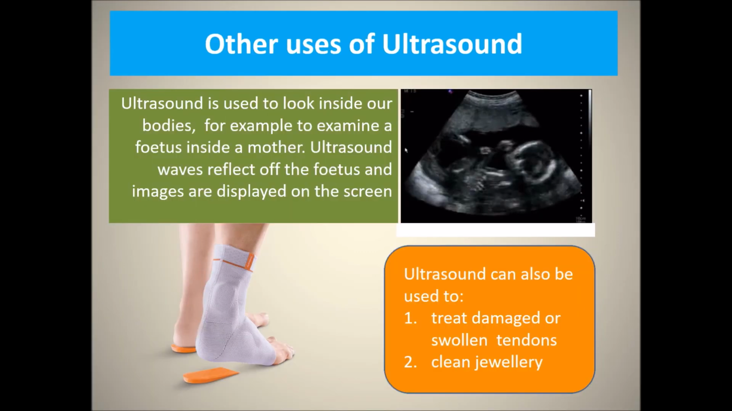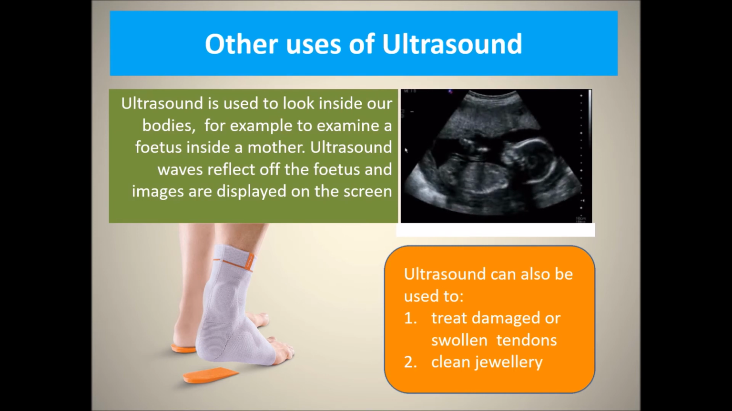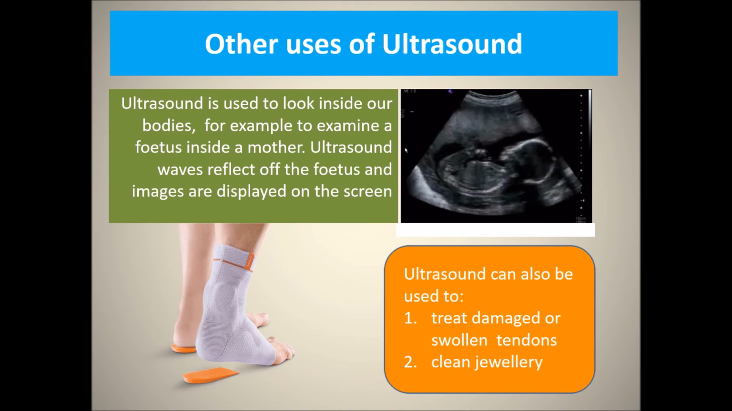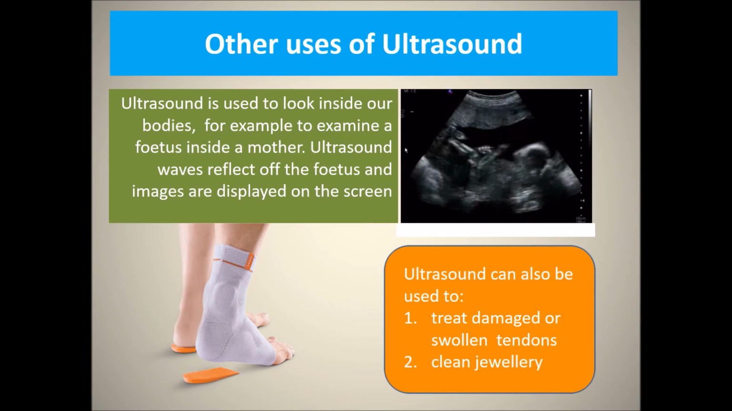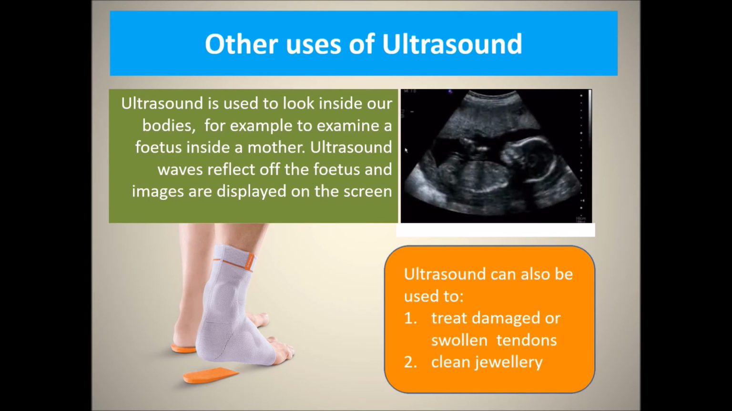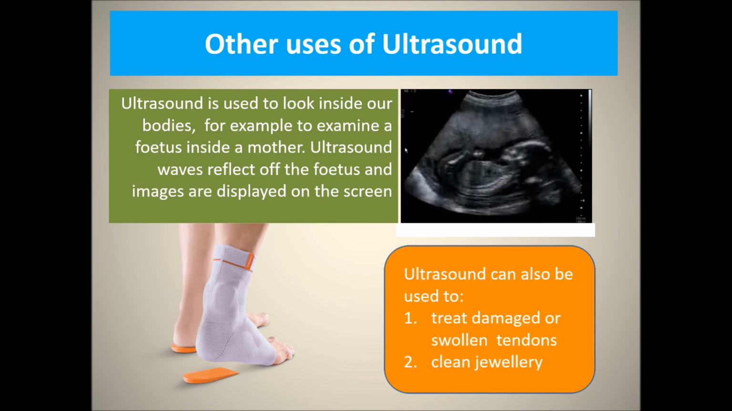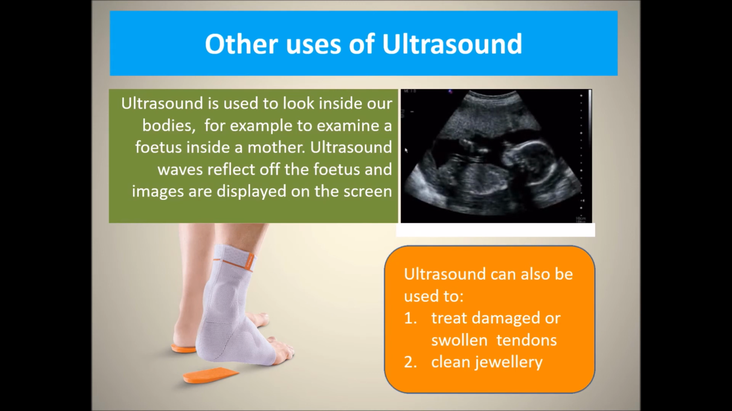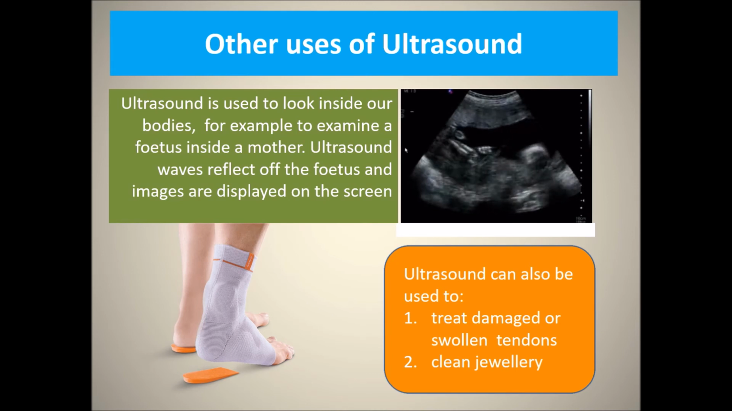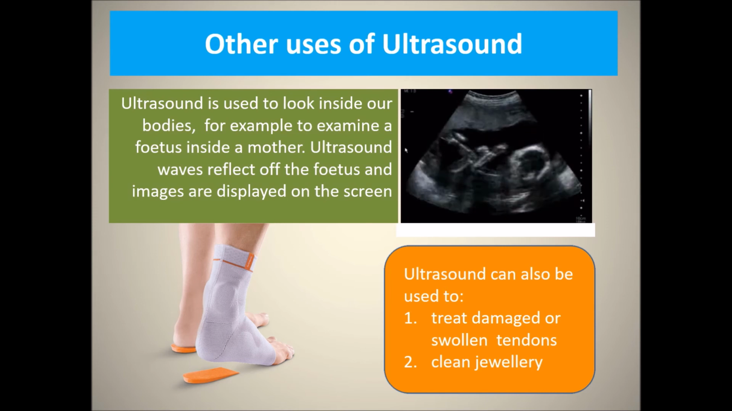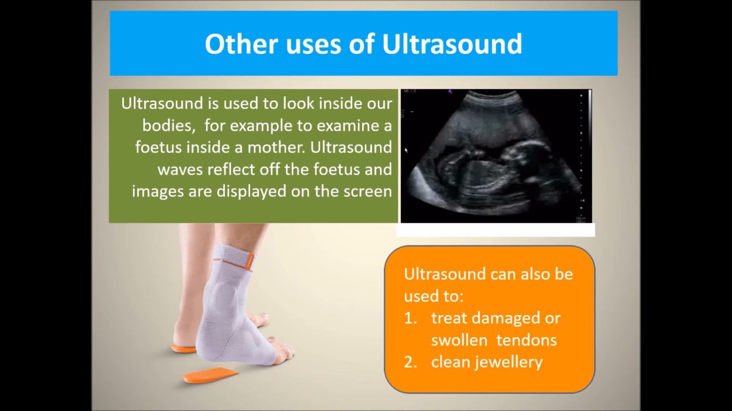There are some uses for ultrasound that other wavelengths of sound can't do. One of the uses is to look inside your body. It can examine, for example, a fetus inside a mother. So ultrasound waves reflect off the fetus, and then the images of the reflection show you this little baby. That's kind of a fun thing to see when a mother is pregnant, to see the live baby inside her. Another couple of uses for ultrasound is to treat damaged or swollen tendons, like this guy's done, or you can use it to clean jewelry, and there are other uses as well.